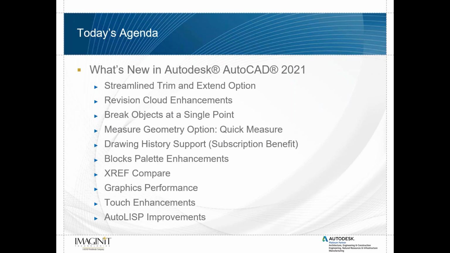Basically some quick things, some new things that have been added to the quick measure so you can actually get areas. Drawing history support. This is a subscription only benefit. So if you are on a maintenance plan, you do not get this, but if you are on subscription, you do. And I'll show you kind of what that looks like. Some block palette enhancements. The XREF Compare, we all used Drawing Compare starting in 2019 when we got excited that we could actually see it. Now we can actually do XREF Compare, so when somebody changes an XREF, we can see it.